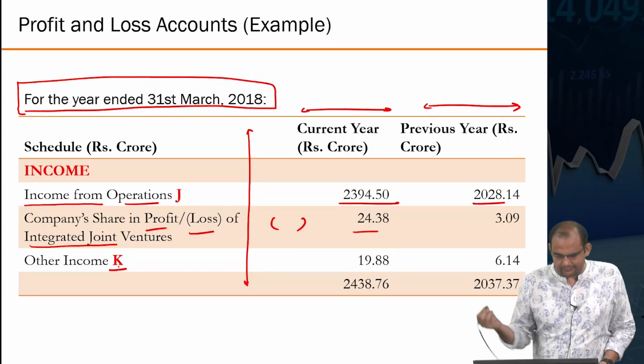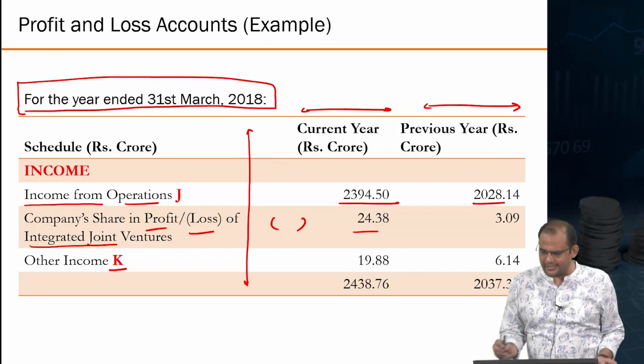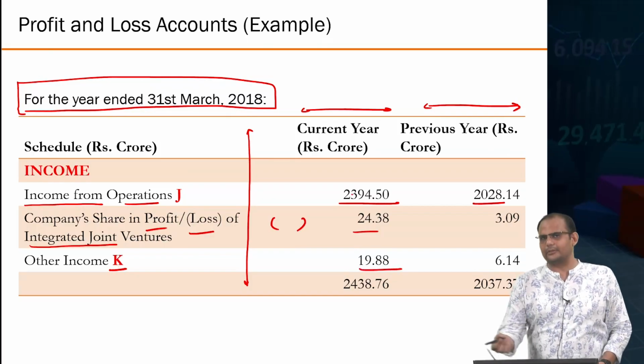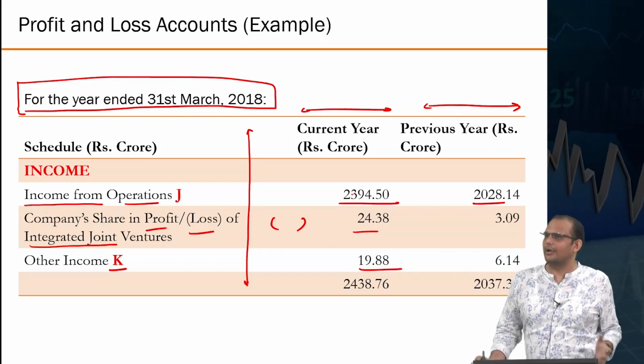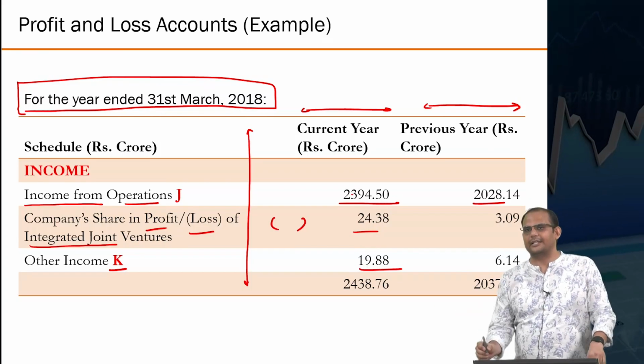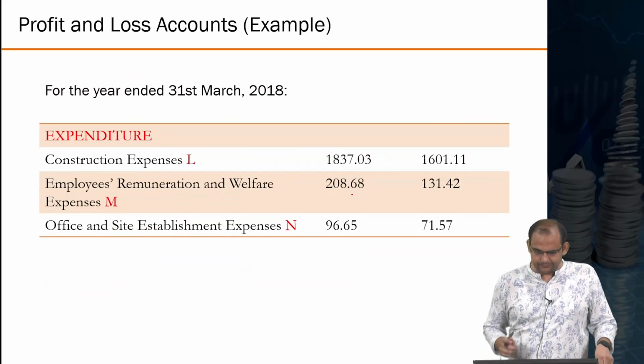Other income, if somebody is interested, they can look at Schedule K. Otherwise, you know that, okay, this is compared to 2,394, this is like pennies. So I don't care, or you care, depending upon, you can go and check the information, right? So this is the idea about the income only.